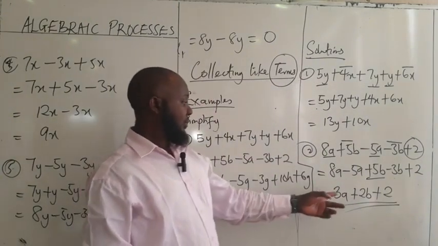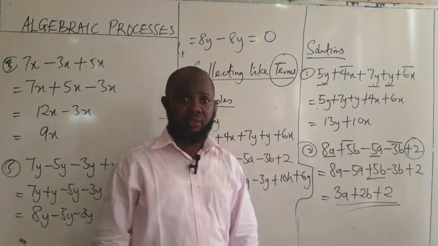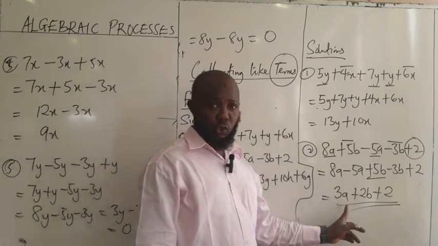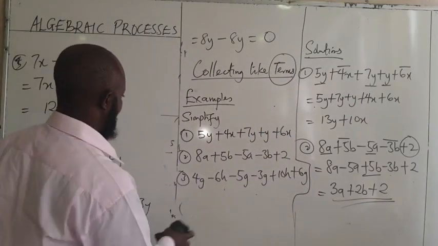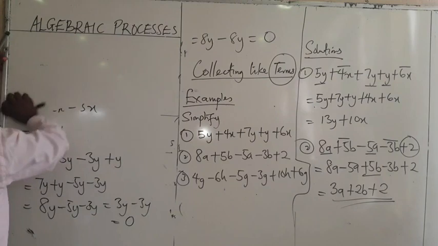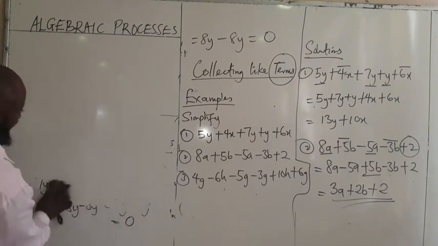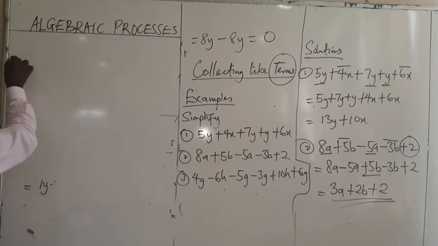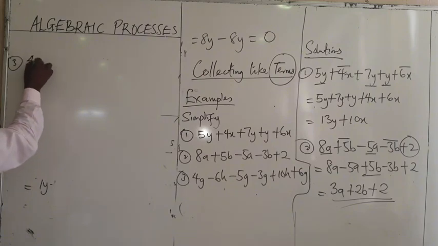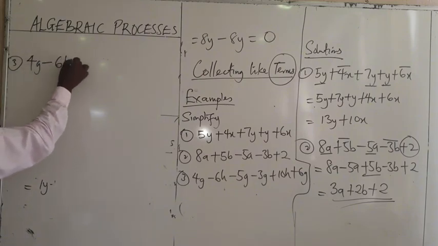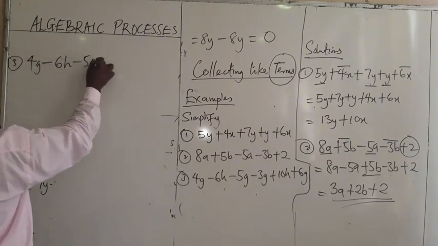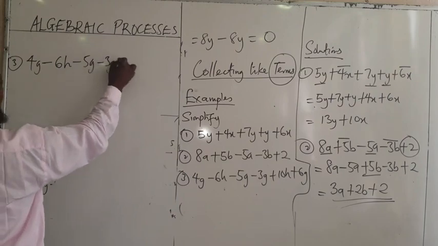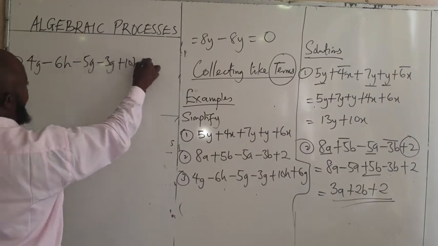We cannot add 3a and 2b together and say 5ab. No, it is wrong. That is that on this one. So the last example we have there, example 3. So we have 4g minus 6h minus 5g minus 3g plus 10h plus 6g.